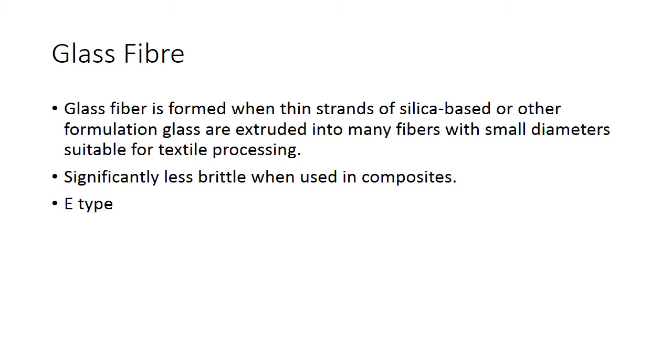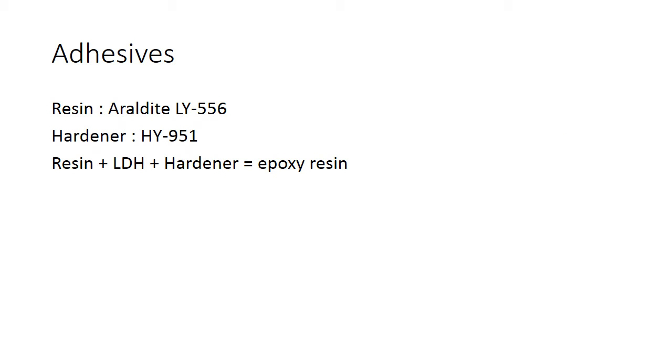Glass fiber is formed when thin strands of silica-based or other formulation glass are extruded into many fibers with small diameters suitable for textile processing. It is significantly less brittle when used in composites. Out of many types, I chose E type for this project. Adhesives are the resin Araldite LY556 and hardener HY951.